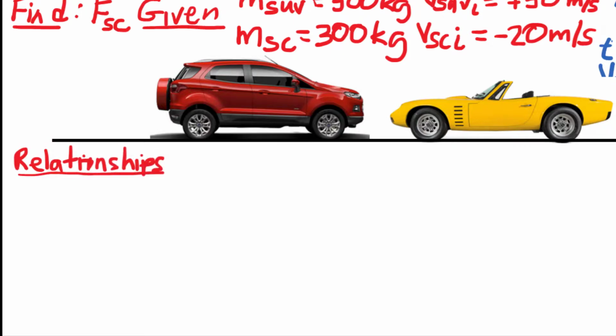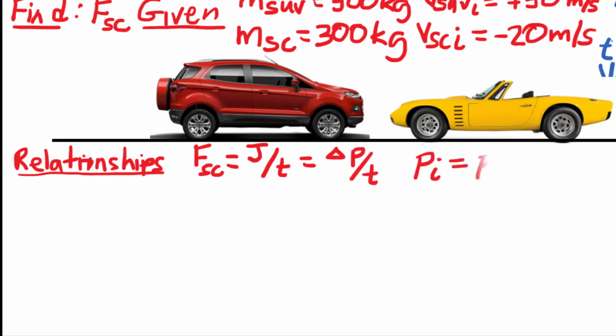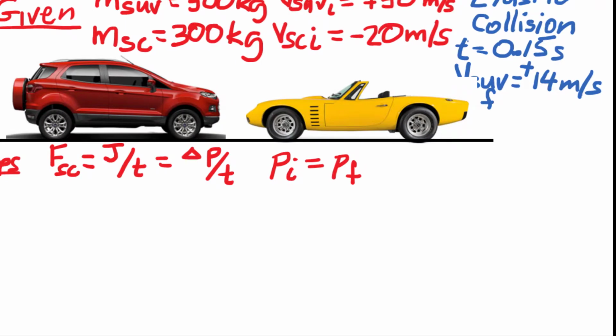Let's take a look at the relationships we have here. We know that the force on the sports car, what we're looking for, can be expressed as our impulse divided by time, which is our change of momentum divided by our time as well. We're talking about a collision, so the initial momentum is equal to the final momentum, just the momentum we transferred between the objects involved in our collision.